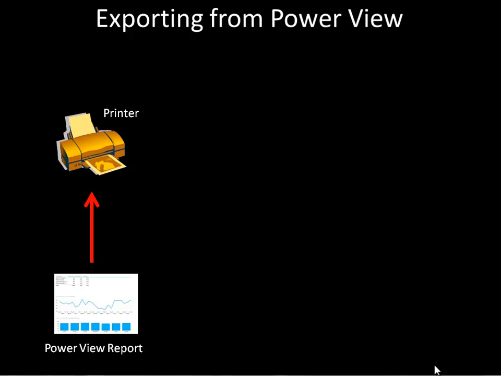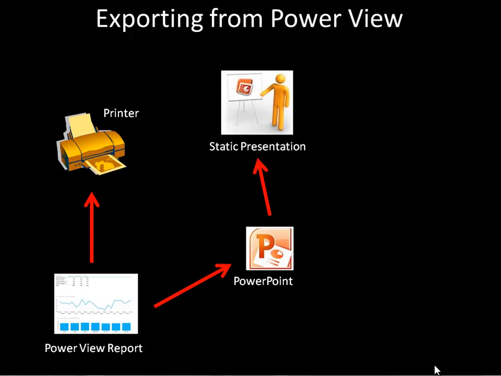The second way to pull information out of Power View and use it offline or outside of the web browser is to export that to PowerPoint. This will probably be more common than using the printer for most people. And when we export to PowerPoint, we can consume that in two different ways. And we're going to talk about that and what software is required and what the user experience is going to look like. The first is as a static presentation.